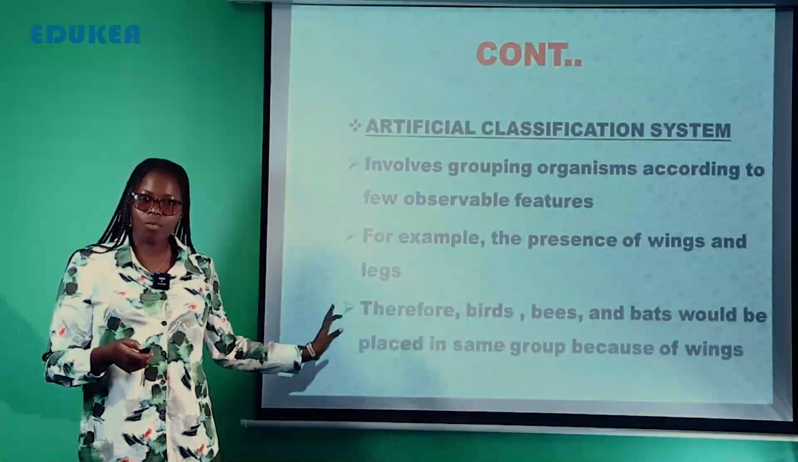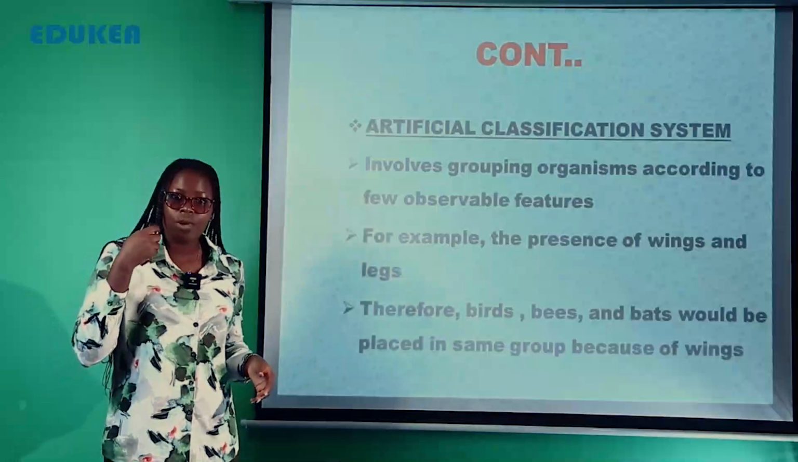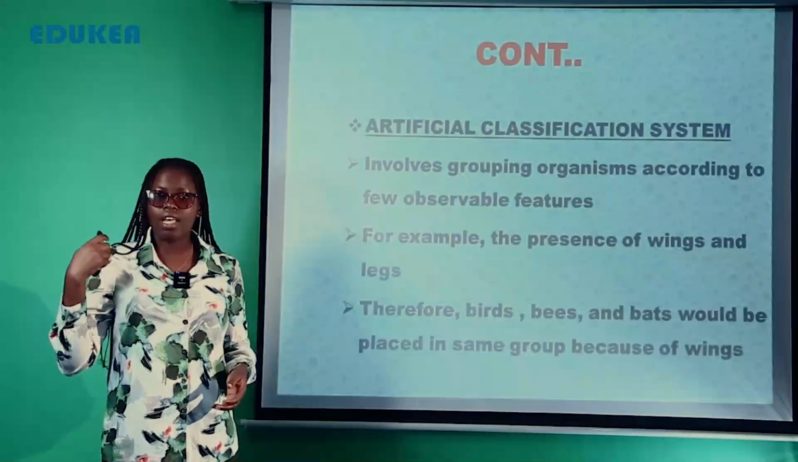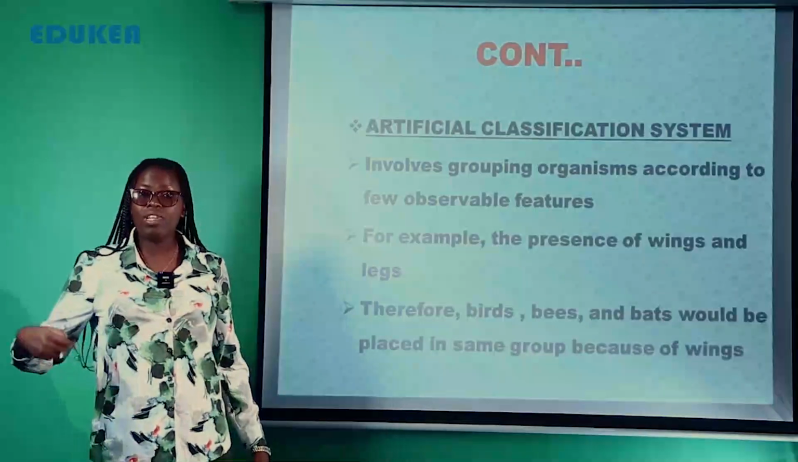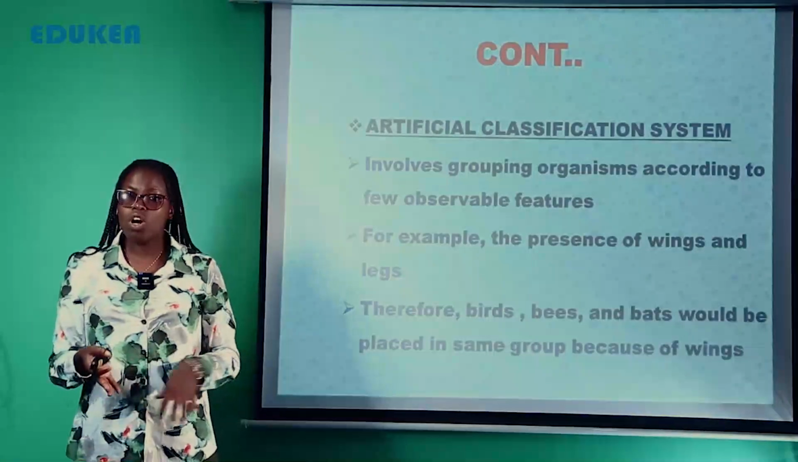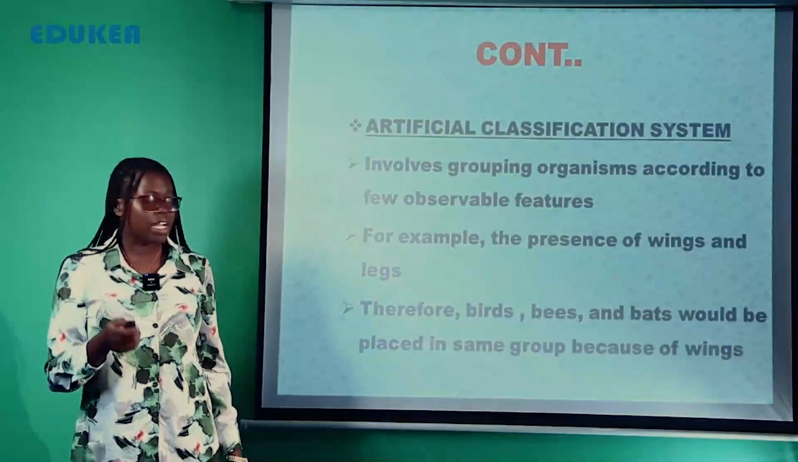And those organisms which appear without wings, like snail, snake, as well as earthworm, will be grouped in another group because they lack wings. Also, when we come to legs, we will consider them too.